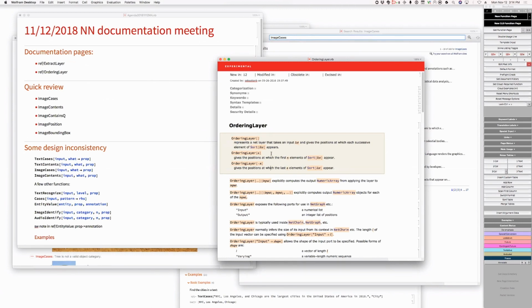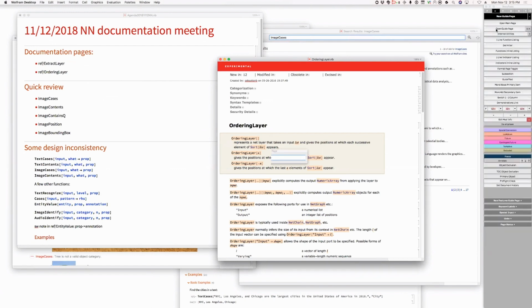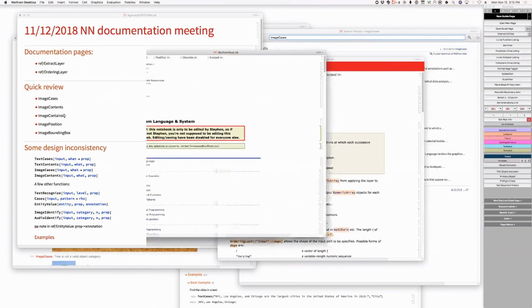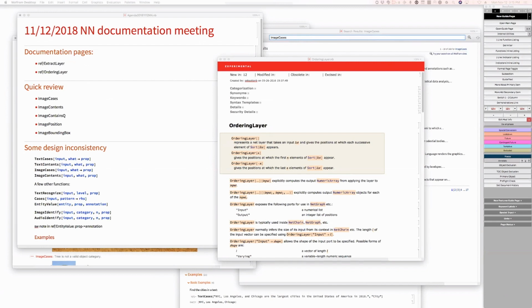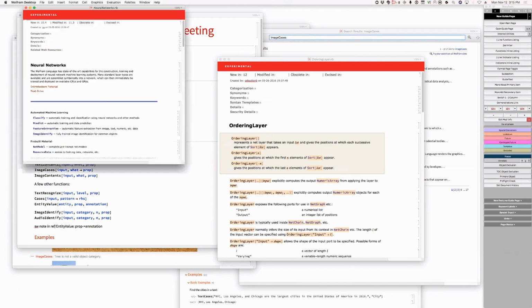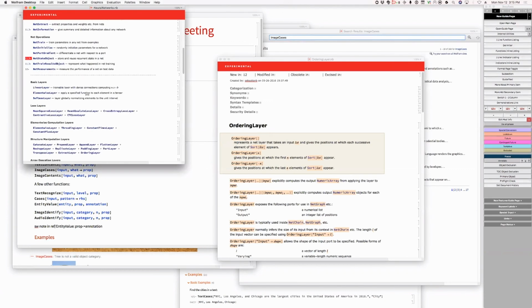Okay. Well, you need to rewrite this. Do you want me to try to do it, or are you? What is the closest thing to ordering layer that we have right now? Ordering. No, in layers. Okay, sorry. And is this linked onto the neural nets page? It's on the guide page. I'm pretty sure I did that. Let's take a look. Yes, you do have ordering layer here, and you have extract layer, and you have transpose layer. So let's look.